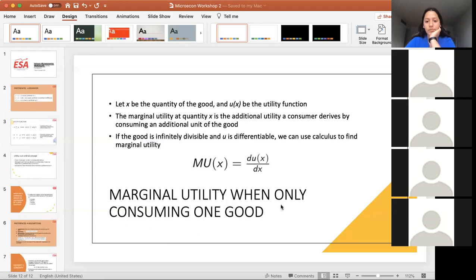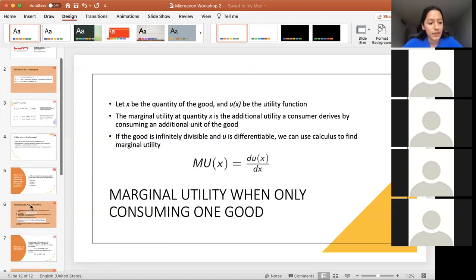Would you be able to elaborate a bit more on the perfect complement slide with the minimum of x and y? I'm not sure if you understand. Yeah. So we can go back to perfect complements.